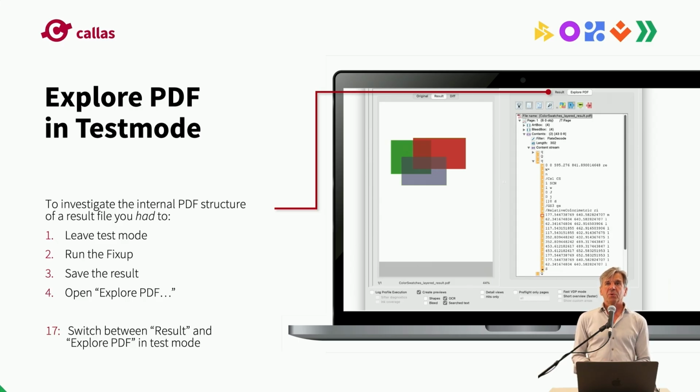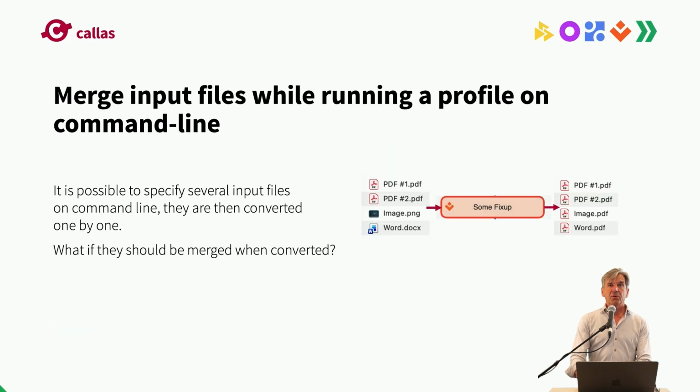With 17, you just have a new button here, Explore PDF, and you can switch from what you've seen until pdfToolbox 17, the result, to Explore PDF, and then you can immediately see the internal structure of that PDF file. So at least for the ones who work with that, it's very, very helpful. It already saved me some time.